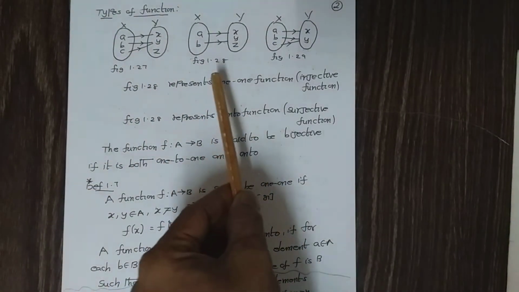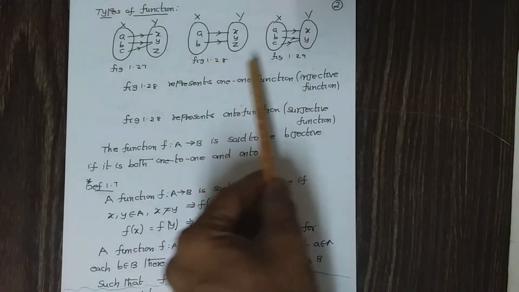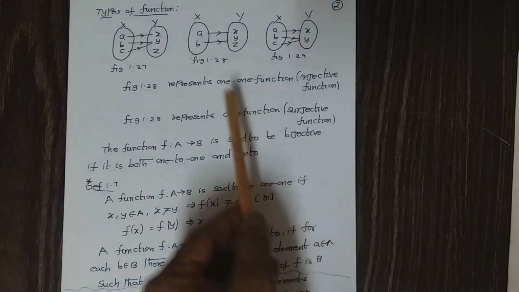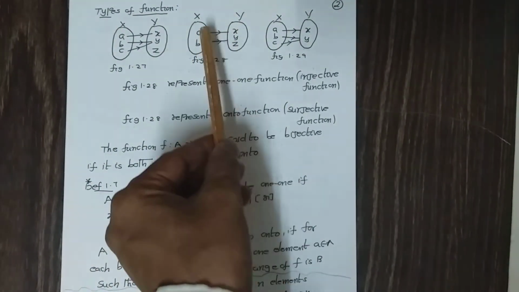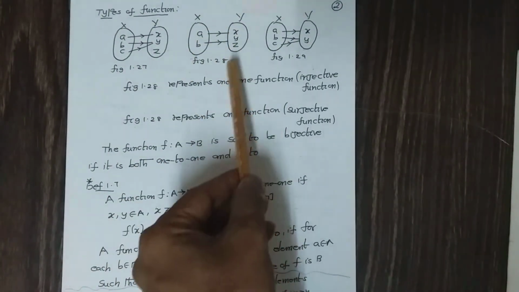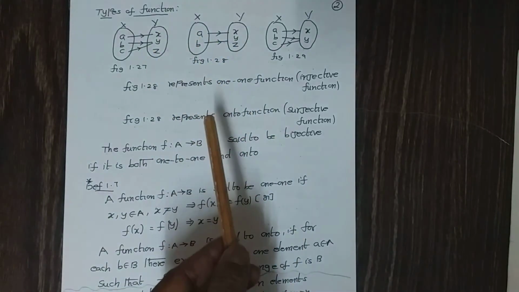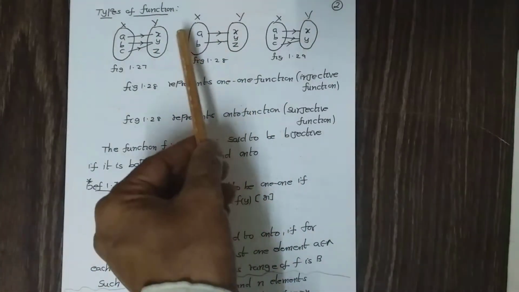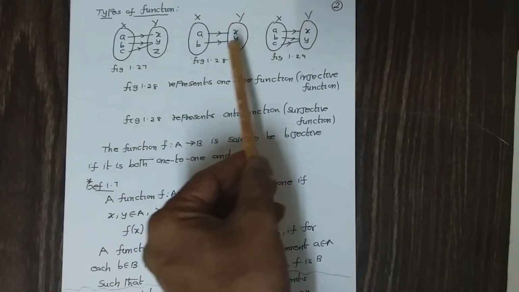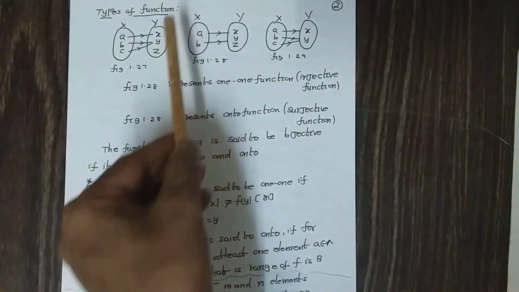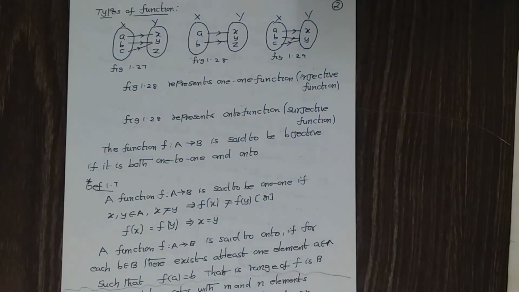Next. Special focus on these two figures. Listen carefully. Here, A is mapped with X, A's image is X, B's image is Y. Z is left unmapped, that doesn't matter. But the basic thing is one to one. That means A is mapped with unique element X, B is mapped with unique element Y. This kind of function is known as one-to-one function.